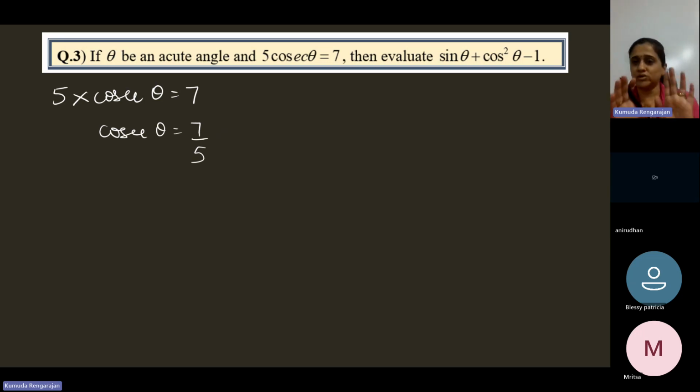So use a right triangle. Put this in. What is cosecant theta? It's hypotenuse by opposite. Put it in the right triangle. Find the other side. Hypotenuse and opposite are given, so you should find the adjacent side using Pythagoras theorem.